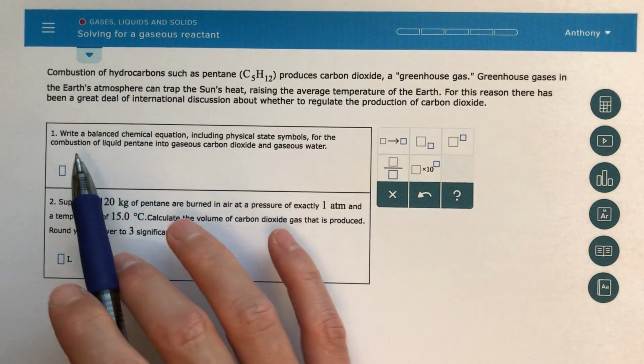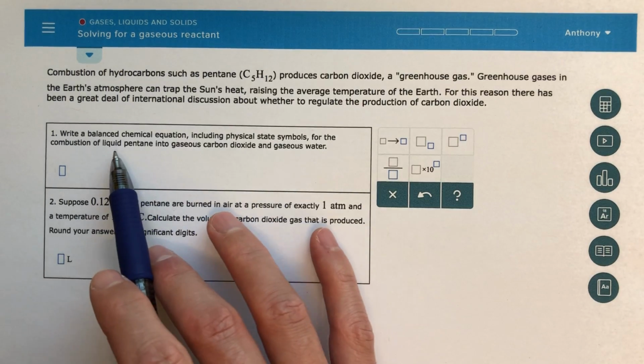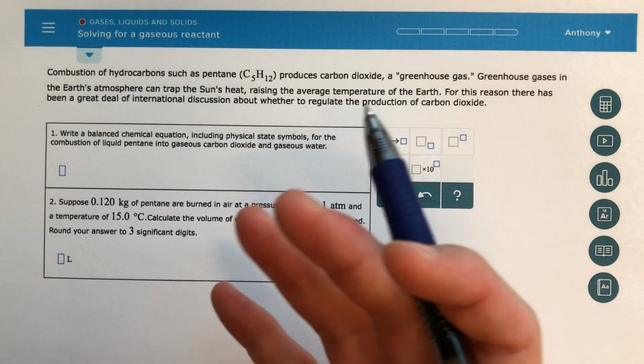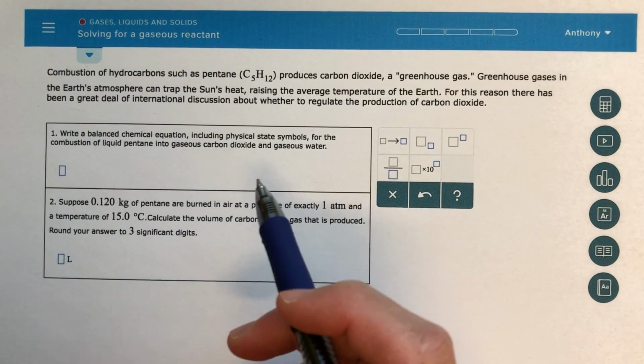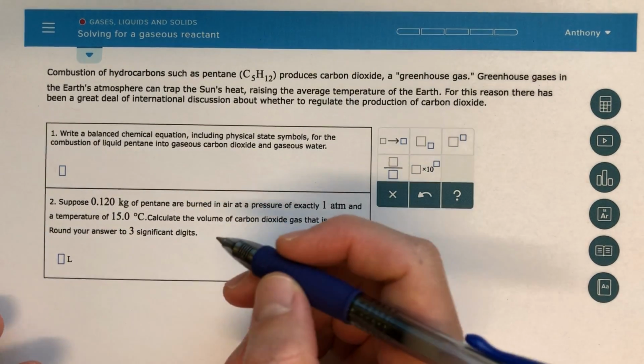The first thing says write a balanced chemical equation, including physical state symbols, for burning liquid pentane. So combustion means, the definition, is burning in oxygen. So that means oxygen is going to be one of our reactants to form carbon dioxide and water. So let's go and do that.